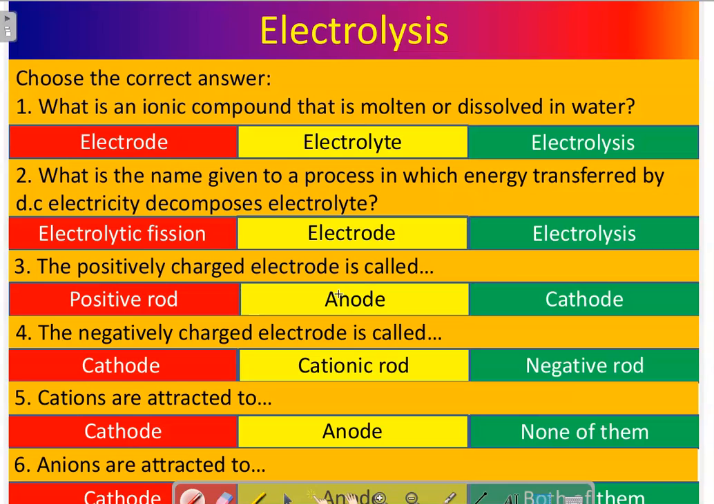Right, let's check what we've learned so far with this exercise. Now choose the correct answer. Question 1, what is an ionic compound that is molten or dissolved in water? Question 2, what is the name given to a process in which energy transferred by DC electricity decomposes electrolyte? Question 3, the positively charged electrode is called. Question 4, the negatively charged electrode is called. Question 5, cations are attracted to. And question 6, anions are attracted to. Pause the video and answer them.